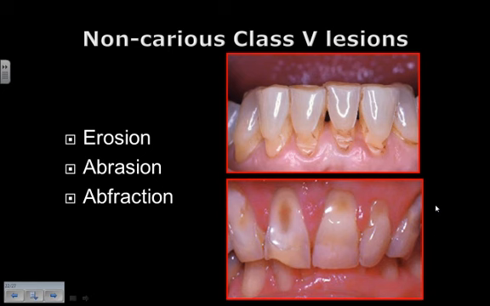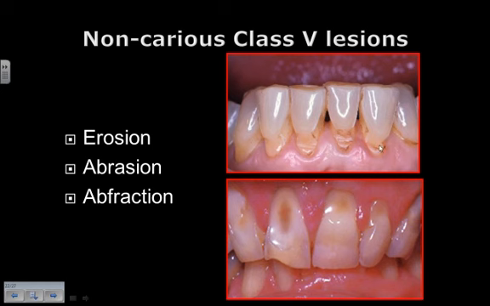Class 5 lesions can also be non-carious. They can be due to erosion, abrasion, abfraction, or combinations of the three. Here on the upper clinical image, you can see that we have notching of the mandibular incisors, and there's some staining of that area. These are hard and shiny and resist the penetration of an explorer.